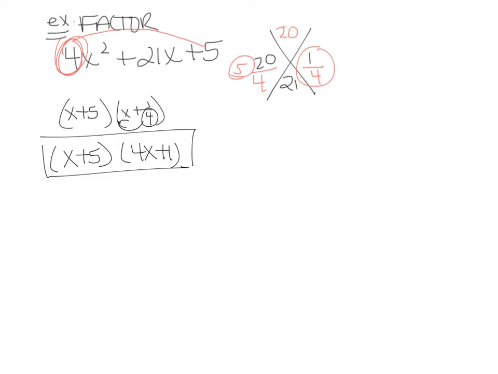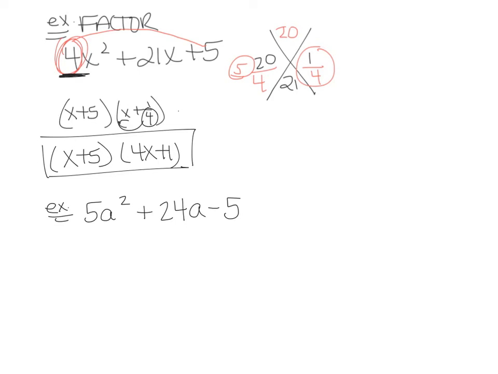You only want to do the slide and divide method when there is not a GCF and when there's a number in front of x squared. So let's try another one. Let's do this one. 5a squared plus 24a minus 5. I want you to pause this video and try this one on your own. When you finish, unpause, and then I'll go over it with you.